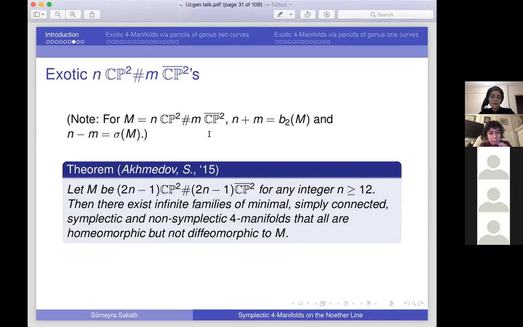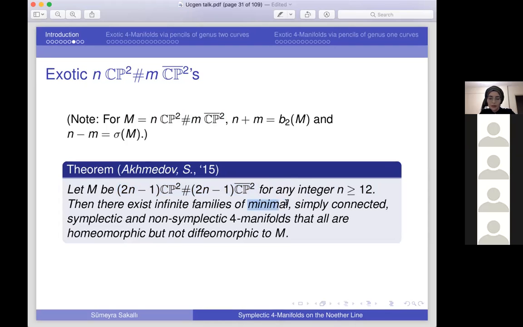And here, let me mention one of our older results. It is joint with Ahmedov again. And let's say that M is a manifold of this type. Here, the coefficients are the same. So these are manifolds whose signature is equal to 0. And n is at least 12. Then we show that there are infinitely many exotic copies of such a manifold.